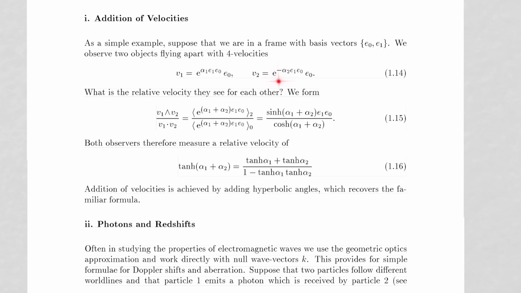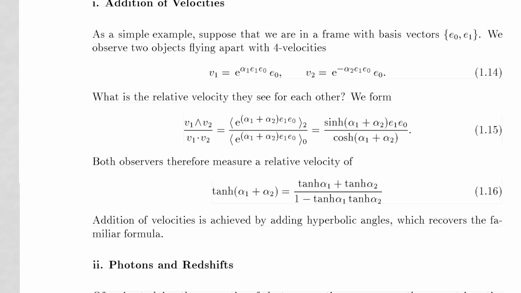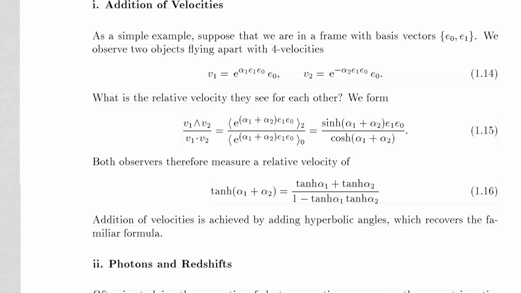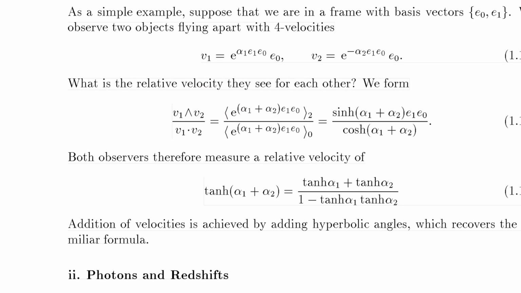And so that's where they introduced this negative sign up here, and you have two things flying apart in our reference frame. And the question is how fast do they look to each other? And here's the formula, right? They're setting up the same thing as we set up, but they stick with the trigonometric form all the way, right? V1, V2, they calculate it as the hyperbolic sine of the sum of the two angles and the hyperbolic cosine of the sum of the two angles.